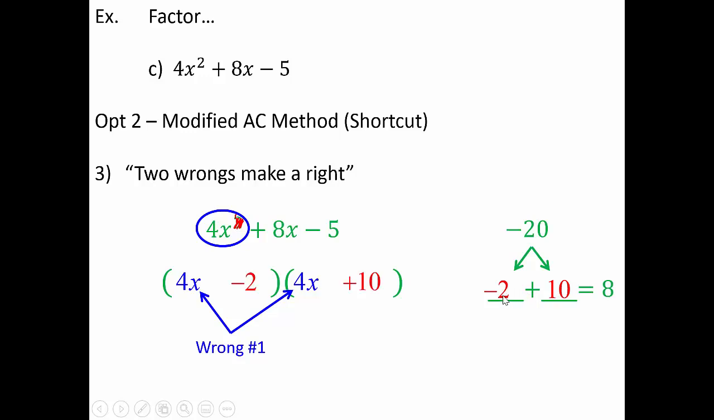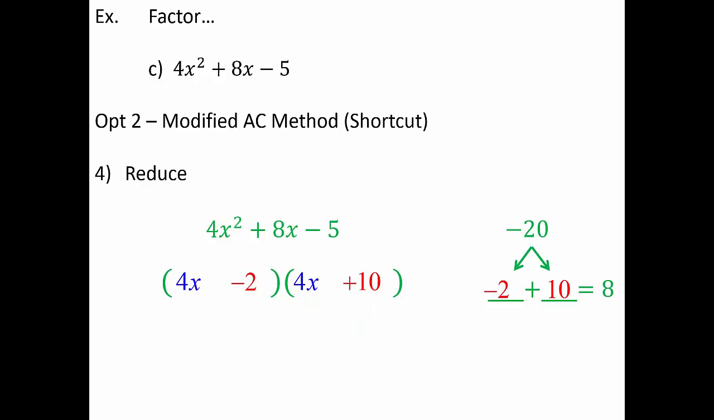earlier, I'm going to go ahead and sprinkle those in right here. But again, negative 2 times 10 should give me this final number of negative 5. This number times this number should give you that number, just like this number times this number should give you that number. Negative 2 times 10, let me double check, yep, does not equal negative 5, so this is wrong number 2. I have made 2 wrongs, but of course, as we all know, 2 wrongs always make a right.